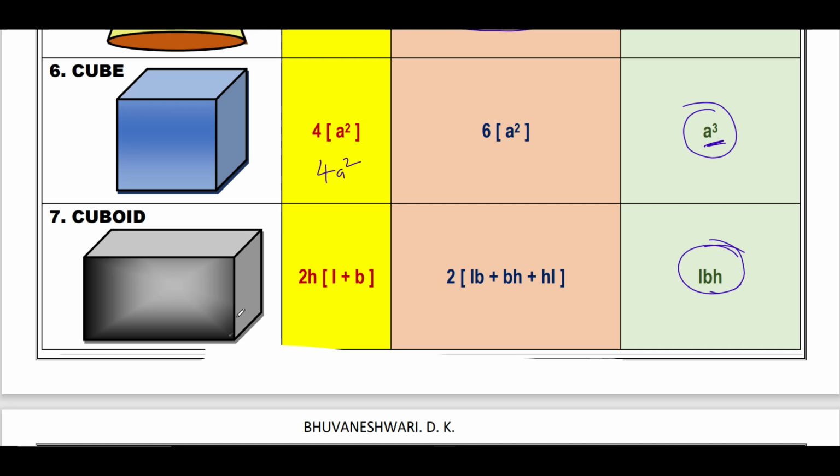There's a lot of confusion between CSA and TSA. What I suggest is, if they ask you to find out the surface area, first find out the CSA for any problem, because TSA is the combination of CSA plus the top portion and the bottom portion. So for any problem, try to find out the CSA. At least you will get minimum 2 marks.